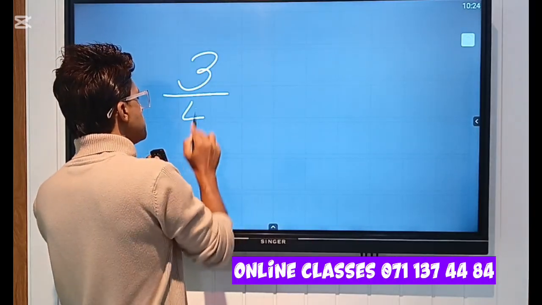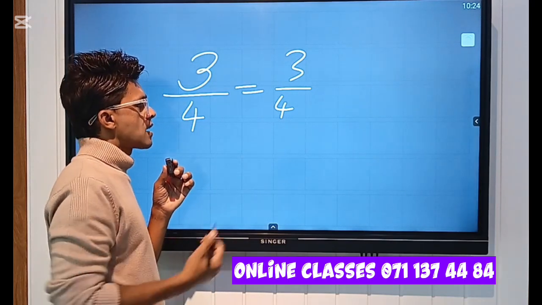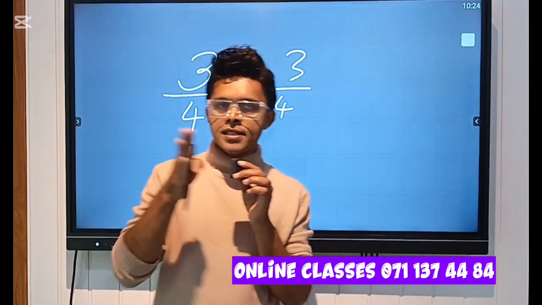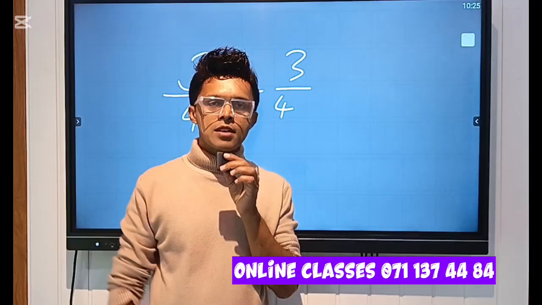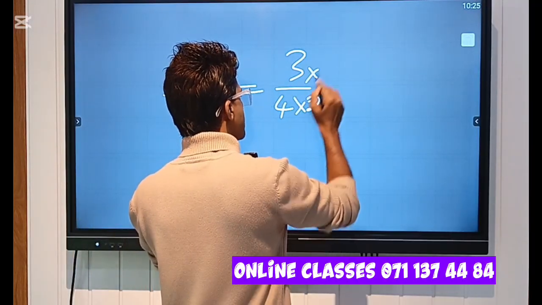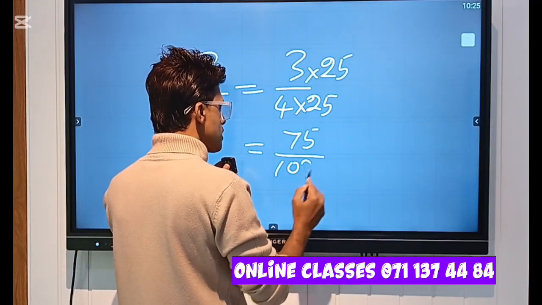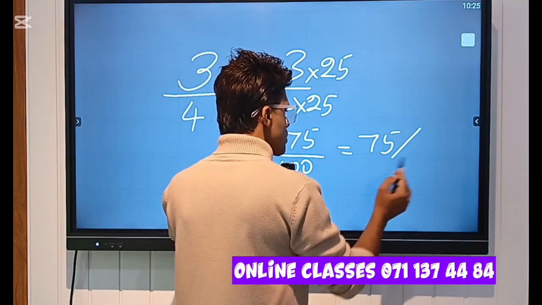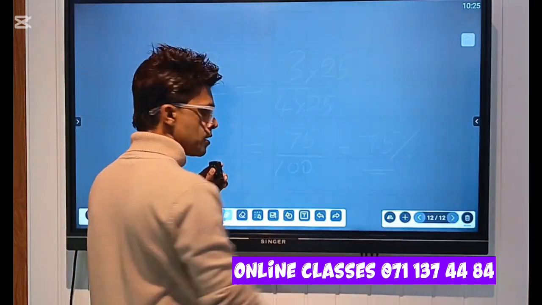How can you write this fraction as a percentage? Think of 3 over 4. Let's write it as a percentage. What number do you need to get 100 in the denominator? 4 times 20 is 80, but 4 times 25 is 100. So multiply the denominator by 25 and the numerator by 25. 3 times 25 is 75, so 75 over 100 equals 75%.